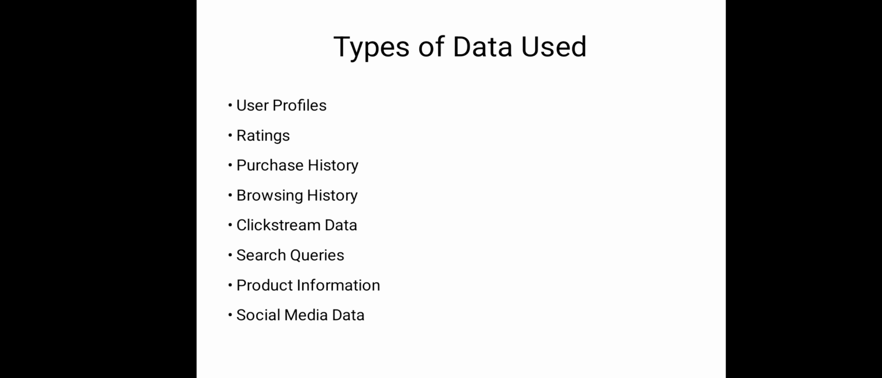Types of data used. Data mining requires different types of data. For example, user profiles, ratings, purchase history, browsing history, searched product information, and social media activities. The more useful data available, the better the recommendation.